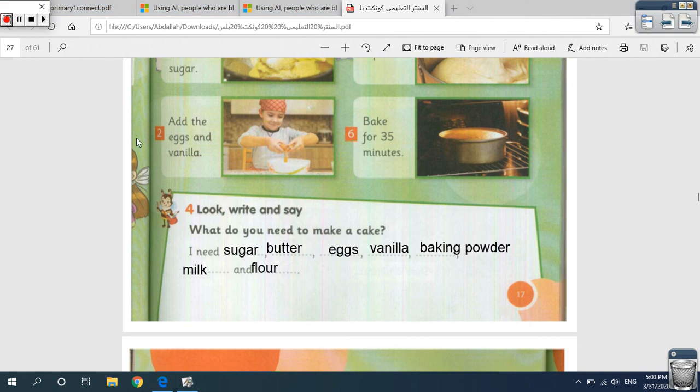Now, what do we need to make a cake? What did we use here in the exercise? Of course, we need sugar, butter, eggs, vanilla, baking powder, milk, and flour. Of course, if you like chocolate cakes, you can add some cocoa or some Nutella, whatever you like to make your cake delicious.